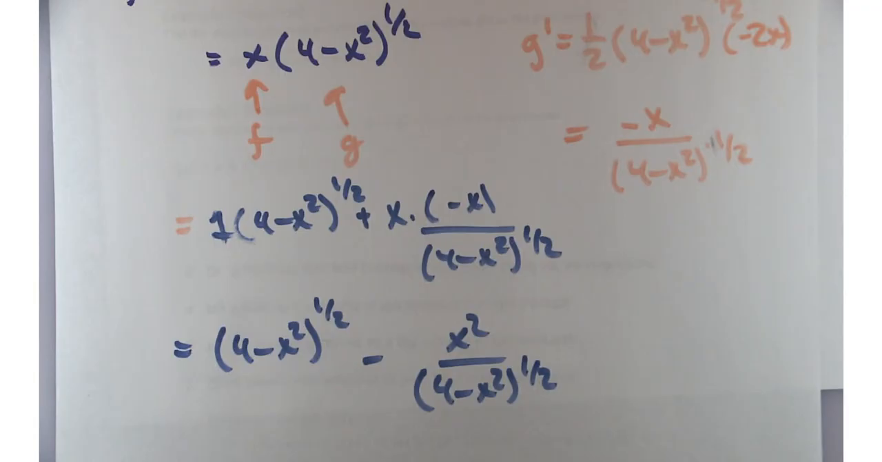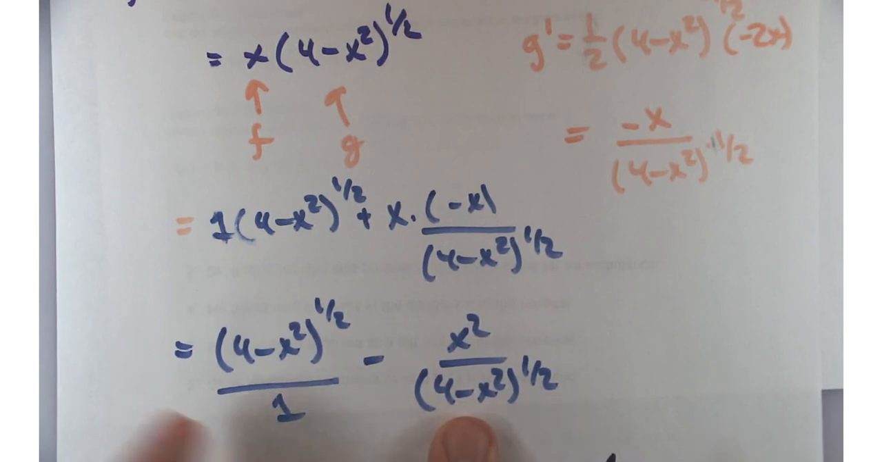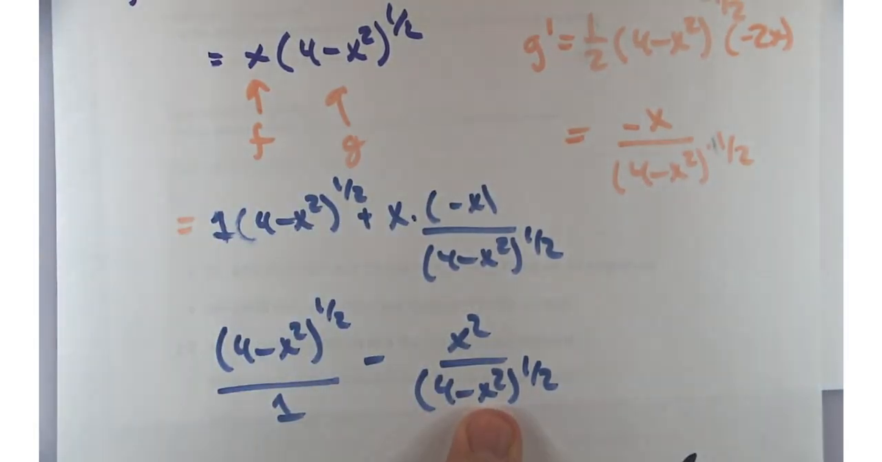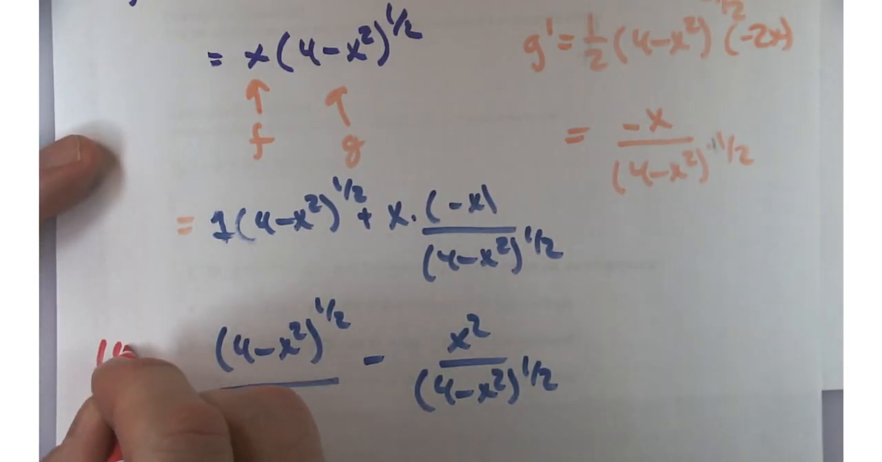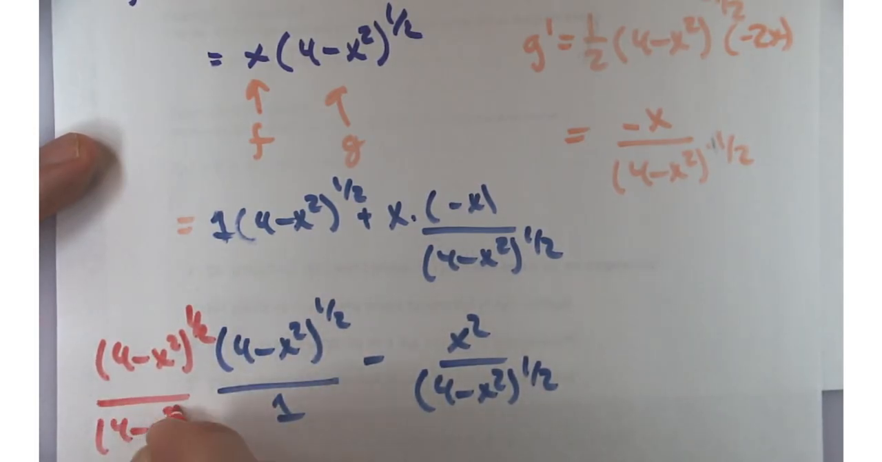And unfortunately, solving this as it is is kind of a pain. So I'm going to play a trick, well, actually a different trick than I played earlier. I need to get common denominators. What's a common denominator between these two? Yeah, basically this denominator here, right? Because this denominator is 1. So what I'll do is multiply this by 4 minus x squared to the 1/2 over 4 minus x squared to the 1/2.